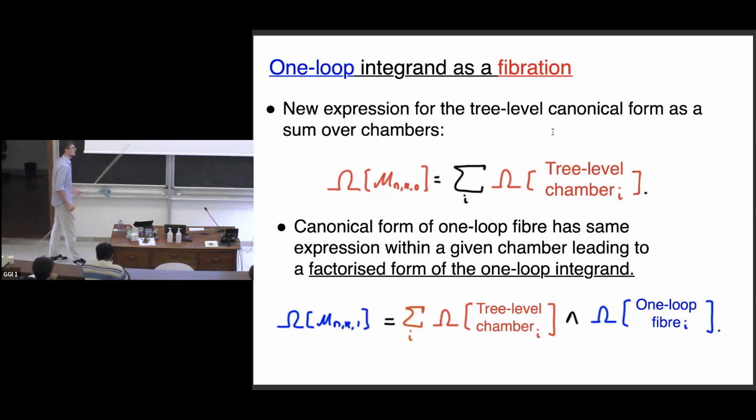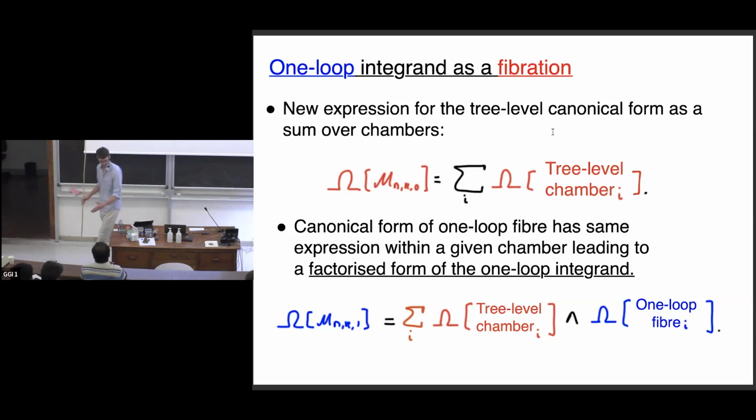More importantly, at one loop, since the combinatorial structure within a chamber is constant, so too is the expression for its canonical form. So this leads to this kind of factorized form for the one loop integrand, where we have a sum over tree level chambers. We have the canonical form for the tree level chamber, wedged with the canonical form of the one loop fiber. So when I say one loop integrand is a fibration over tree level, it's this form of writing the one loop integrand to which I'm referring.